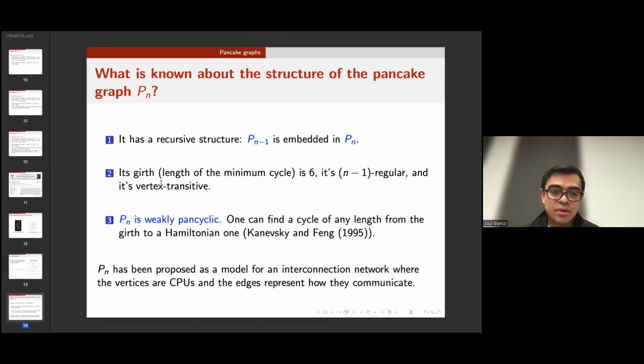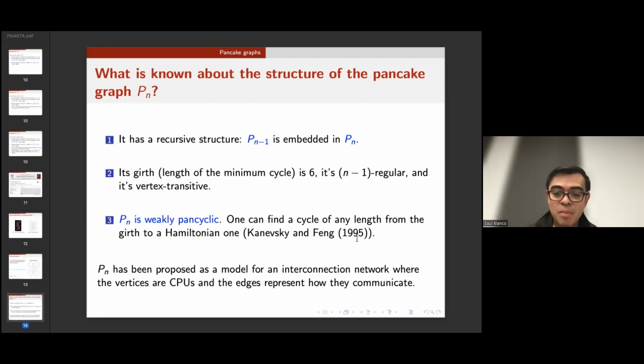Then you can also talk about the girth. So the girth is the length of the minimum cycle in the graph. And it turns out that it is 6 for pancake graphs. So it was shown at some point that the length of the minimum cycle in any of these pancake graphs is 6. So you won't have any cycles like 3 cycles, 4 cycles, or 5 cycles. It's also n-1 regular, and it's vertex transitive. So those 2 properties, these are very easy to see, I think. So n-1 regular, so the degree of every vertex is n-1, and it's vertex transitive because essentially there's an automorphism that transforms any vertex into any other vertex, and this is all good.